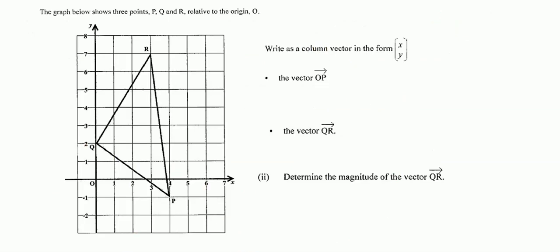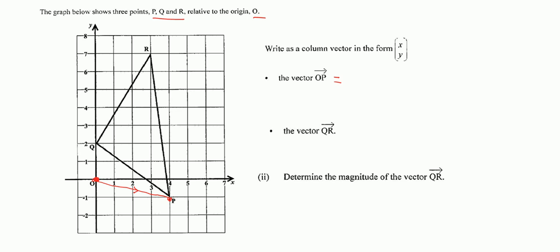We have, the graph below shows 3 points, P, Q, and R, and you have an origin O. Write as a column vector in the form (x, y), OP. So this is our origin here, and OP is represented by this line here. This is OP, right?